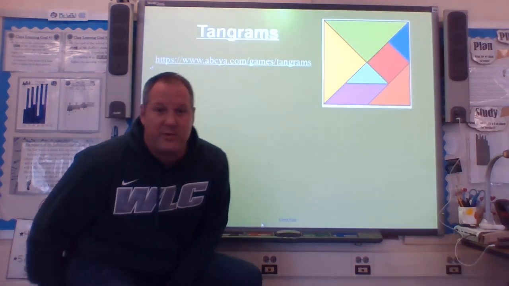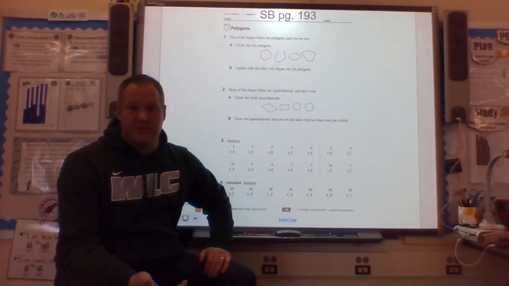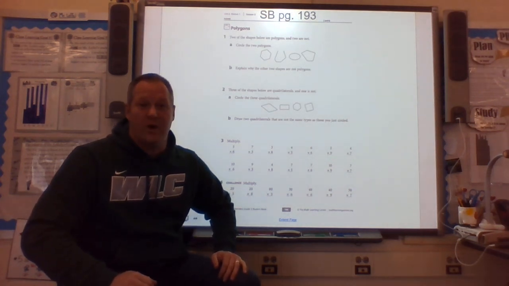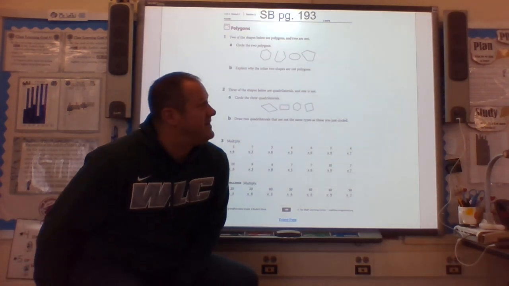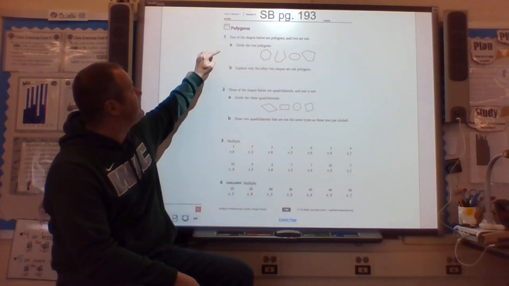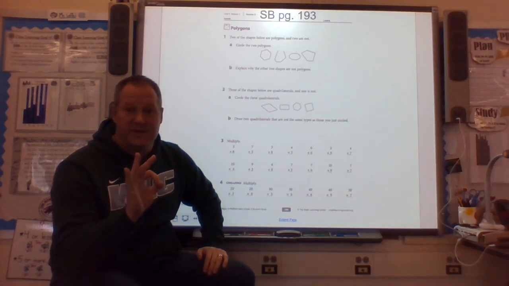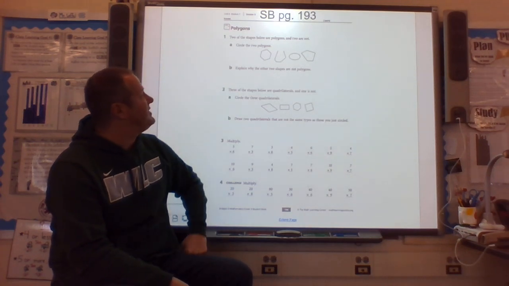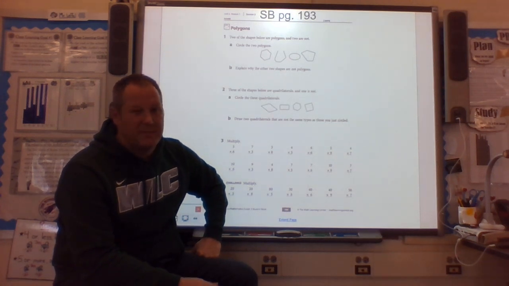All right, so next what we're going to do is go right to the student book page. So on the student book page, I'll give you some time. You can open up that yellow book of yours and turn to page 193. Okay. So now on this, you can see that number 1, you have to circle the 2 polygons. Remember, a polygon is a 3-sided figure or more sided figure. Letter B, you have to explain why the other 2 shapes cannot be polygons. Remember, you might have to remember what open and closed means.